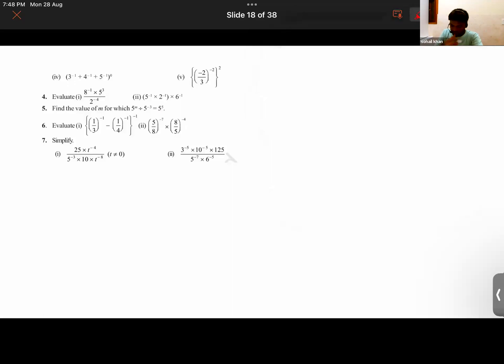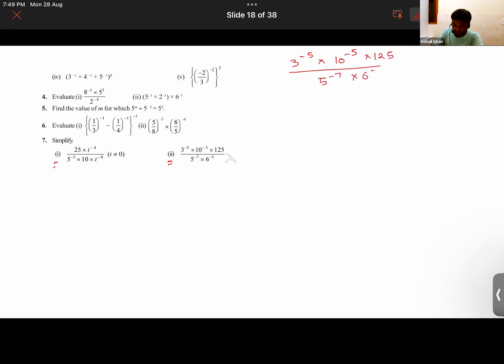Which question? Someone mentioned question number 7, the second one. Or the first one? Which one? Second one. Okay. So it is like this: 3 raised to the power minus 5 multiplied by 10 raised to the power minus 5 multiplied by 125. I want you guys to try it first.